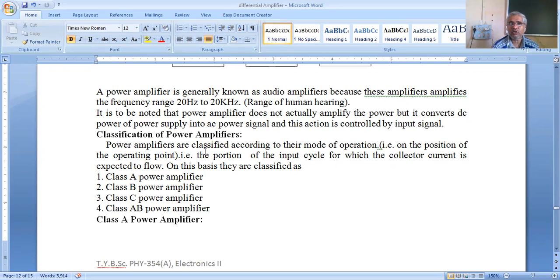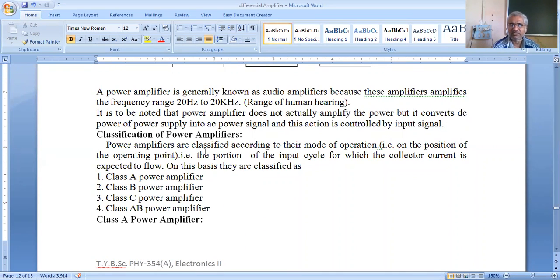किंवा आपण जो इनपुट सिग्नल देणार आहे, so in other words, the portion of the input cycle for which the collector current is expected to flow. On this basis these amplifiers are classified as class A amplifier, class B amplifier, class C amplifier and class AB amplifier. म्हणजेच हे जे लास्ट स्टेटमेंट मी दिलेलं आहे, power amplifiers are classified according to their mode of operation. मोड ऑफ ऑपरेशन म्हणजेच काय, on the position of the operating point.